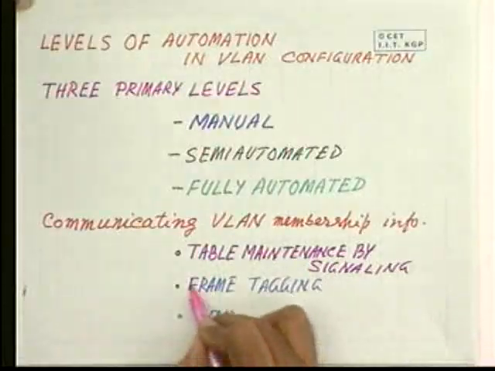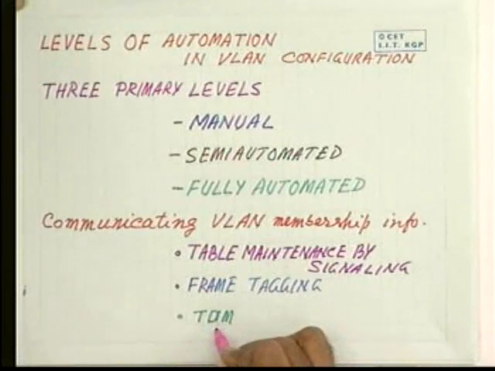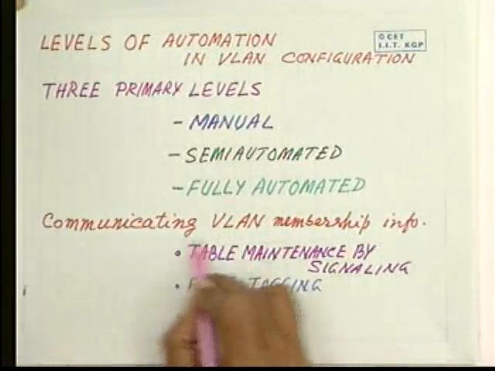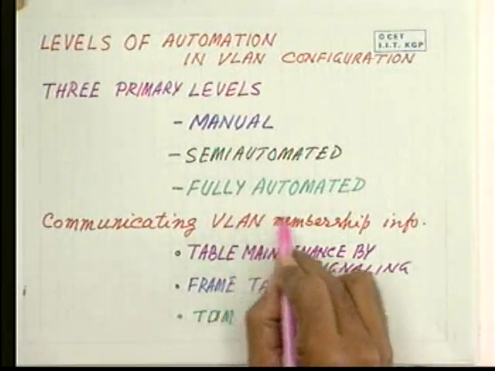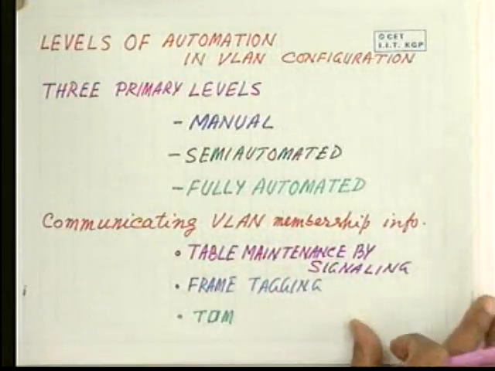Then frame tagging. Frame tagging is a technique by which some kind of header is sent, with the help of which the switches can communicate for the purpose of group management. Then time division multiplexing is another technique by which the communication can be done for VLAN membership information.